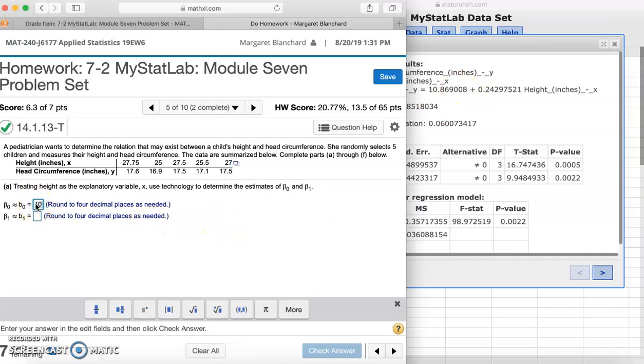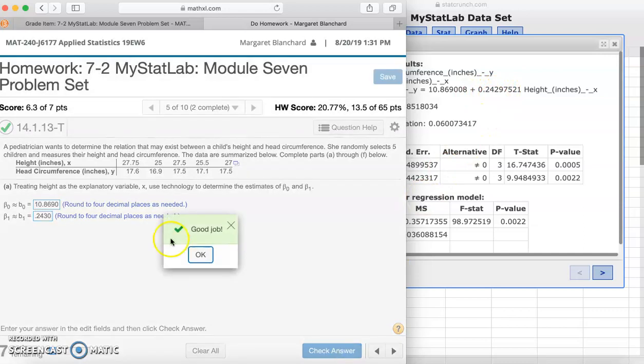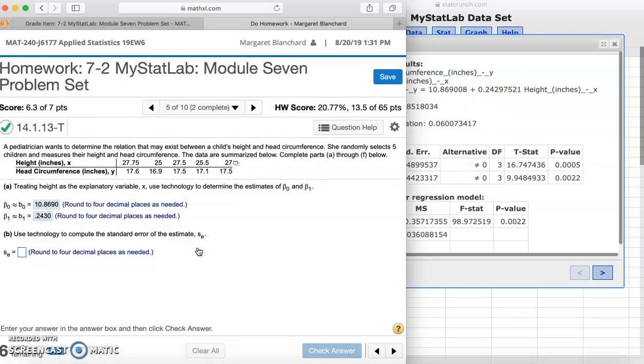So our intercept there is 10.8690, looks like, and our beta 1 is 0.2429. Oops, let's round that up to 0.2430. Check answer. Good job. Part B, use technology to compute the standard error of the estimate.